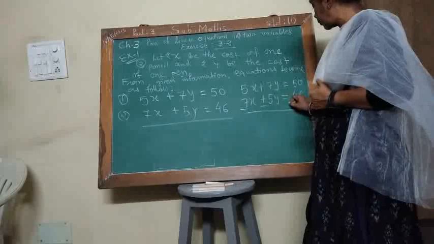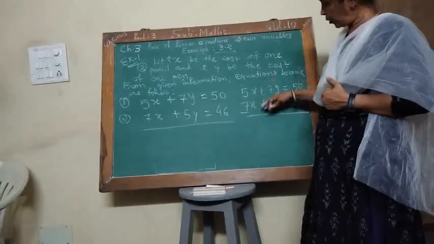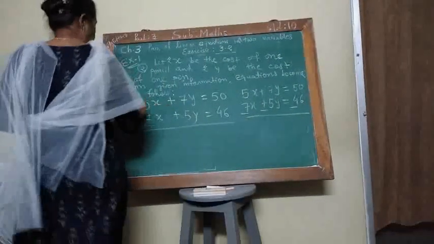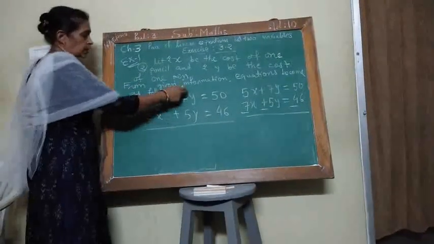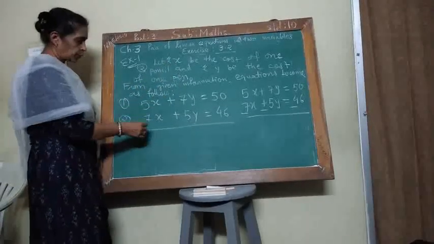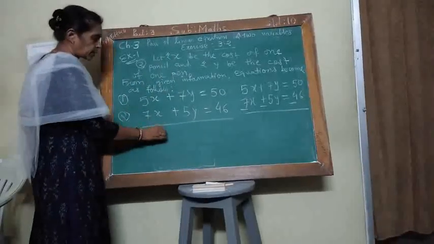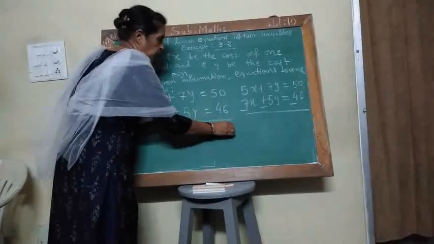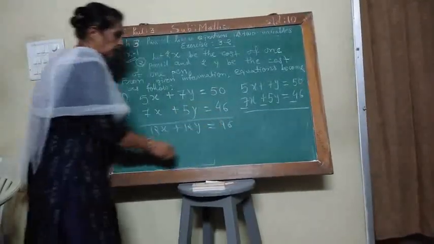That means you have to do subtraction of 1 from second. So if this 5, 5, 7, 7, 12, 12, 3, 3 are the same, then one time you have to add, one time you have to subtract. So you get 12x plus 12y is equal to 96.